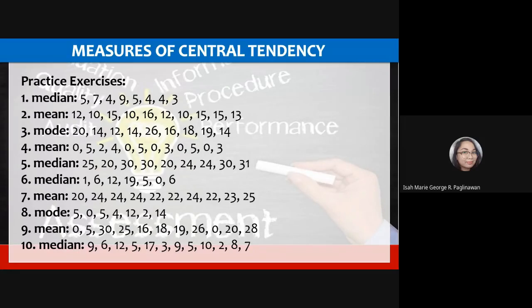Number 1 po ay 4.5. Number 2 po ay 12.1. Number 3 po ay, ang mode po ay 40. Number 4 ko po ay 2.3. Number 5 ko po ay 25. Tapos ang number 6 ko po ay 6. Tapos number 7 ko po ay 23. Ang number 8 ko po ay 5. Tapos ang number 9 ko po ay 17.1. Tapos ang number 10 ko ay 7.5.